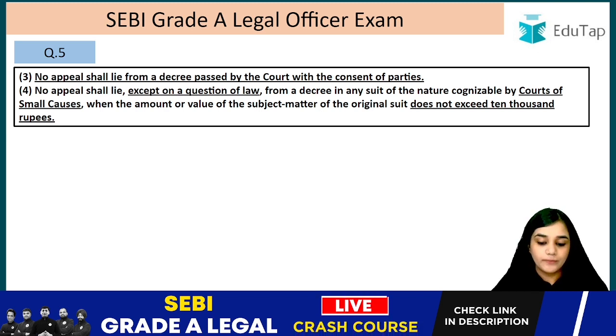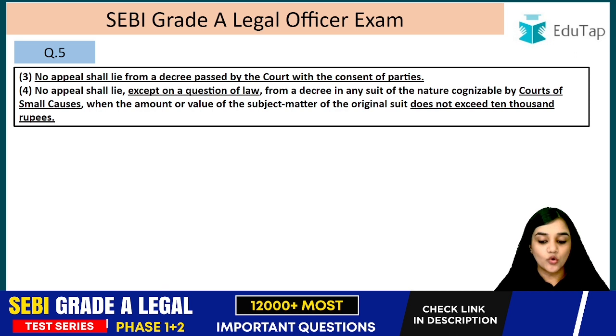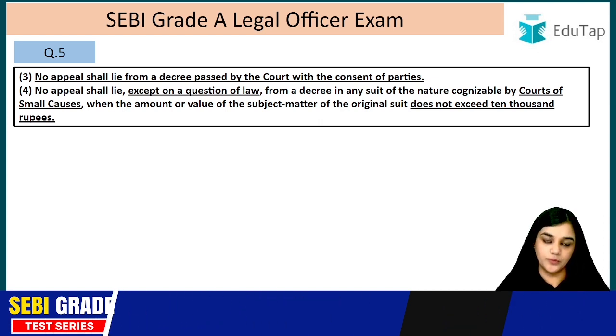Let's read it. No appeal shall lie except on a question of law from a decree in any suit of the nature cognizable by courts of small causes when the amount or value of the subject matter of the original suit does not exceed 10,000 rupees.